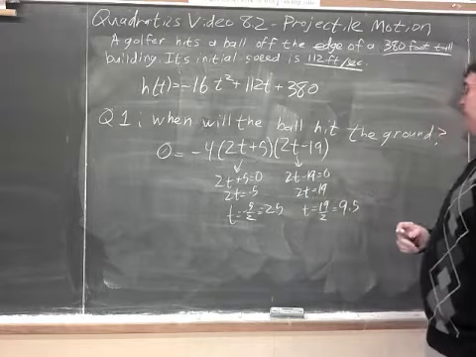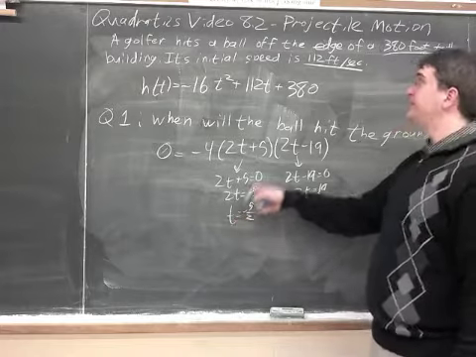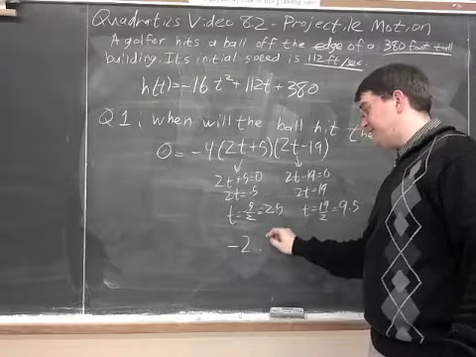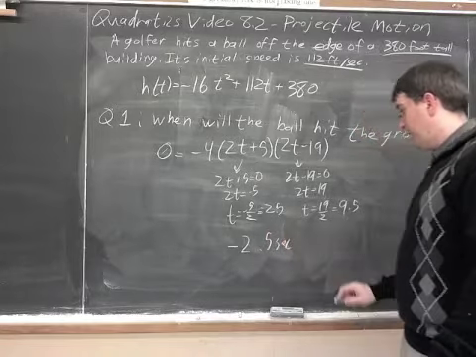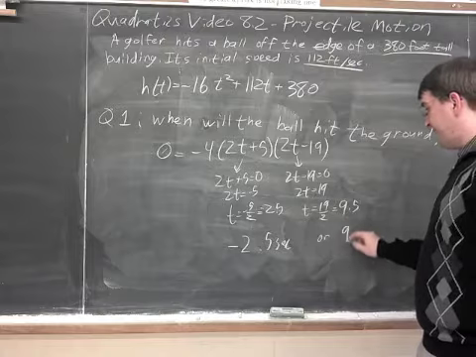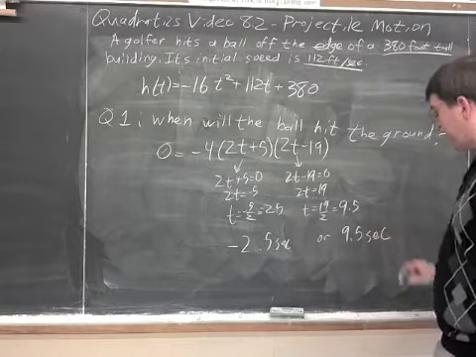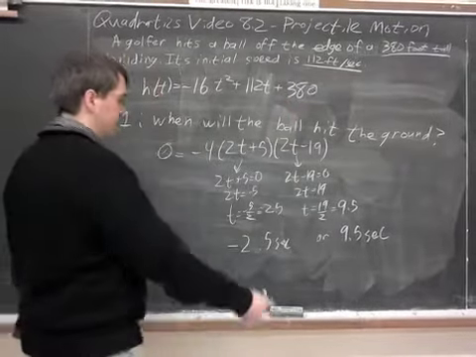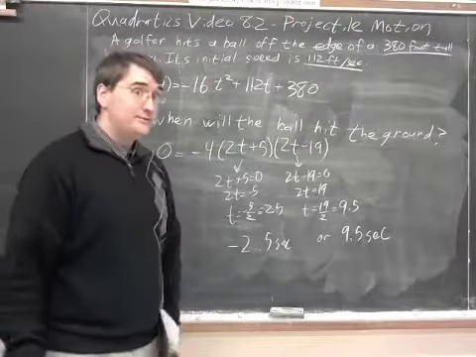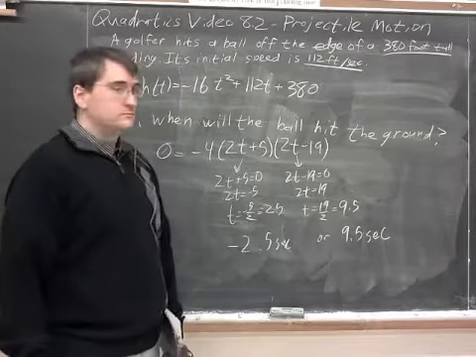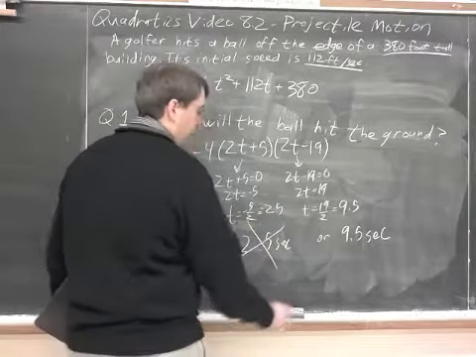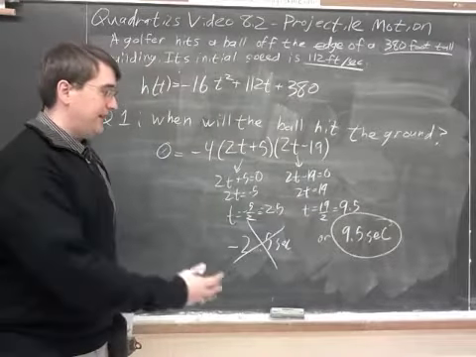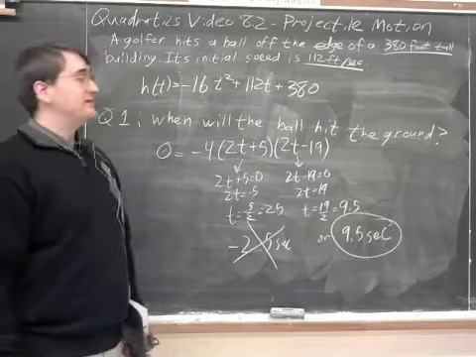Back to the question, when will the ball hit the ground? Well, remember, t is measured in seconds. So the answer is either going to be negative 2.5 seconds or positive 9.5 seconds. Always pay attention to when your answers make sense. Does it make sense to have an answer of negative 2.5? No. So the answer we want is 9.5 seconds. When will the ball hit the ground? After 9.5 seconds. That's your answer.